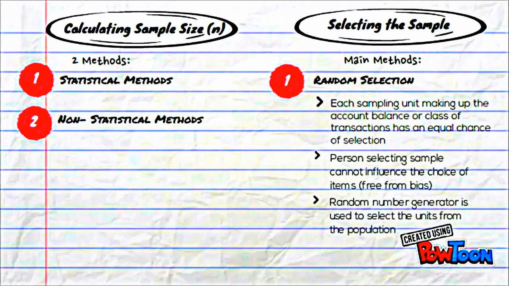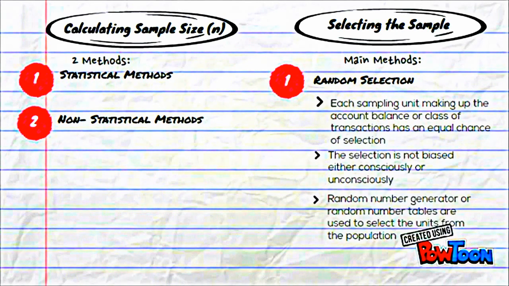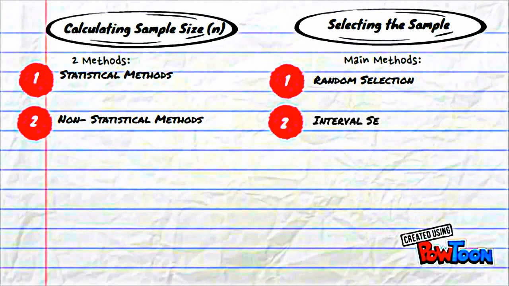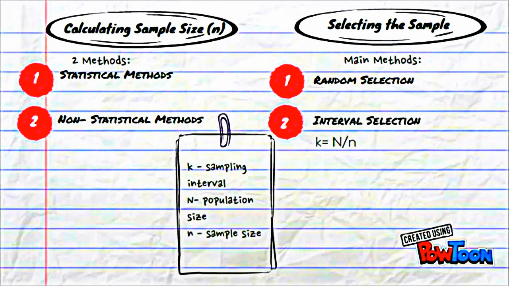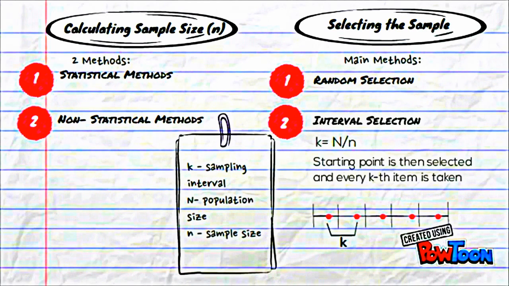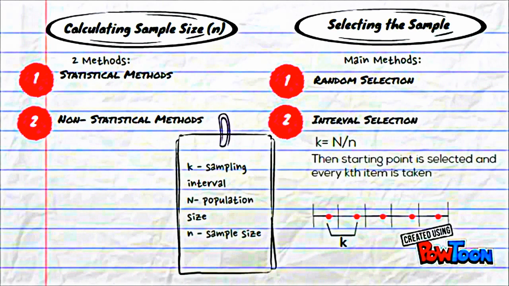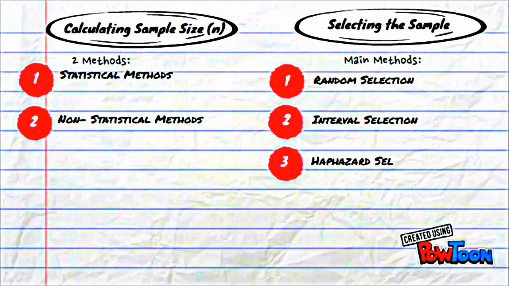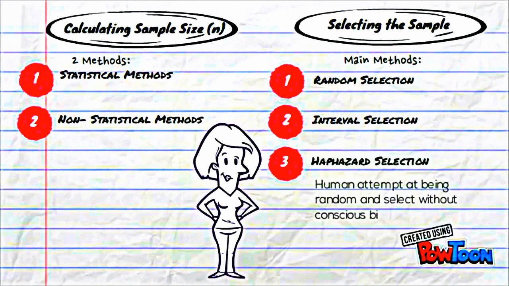The next method is interval selection. Here, the sampling interval is calculated by dividing the population size by the sample size. Then starting point is selected and every kth item is taken from the population. The last method is haphazard selection, which is an attempt of the auditor at being random and choose without conscious or unconscious bias.